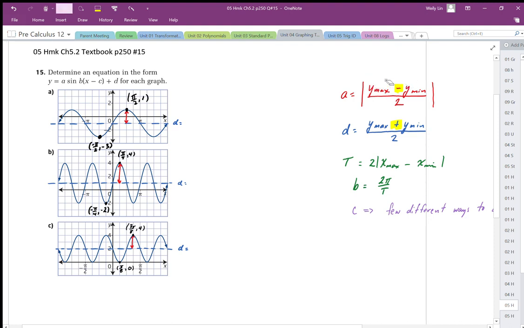And it's important to understand why we do this. We subtract to get a distance, and we divide that distance by 2. So we want to find the distance between the top and bottom, divided by 2, and take the absolute value.